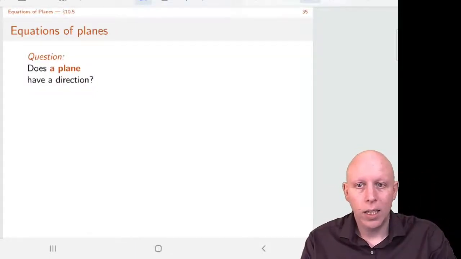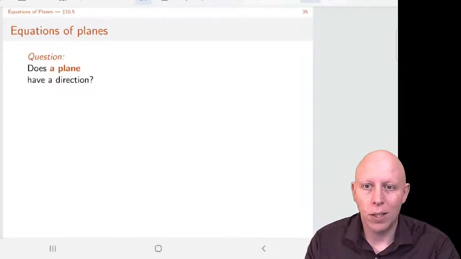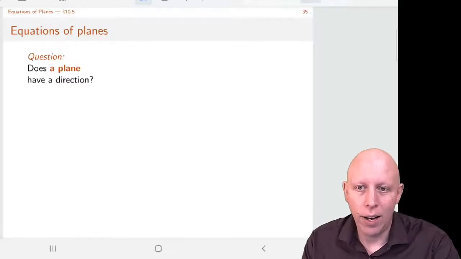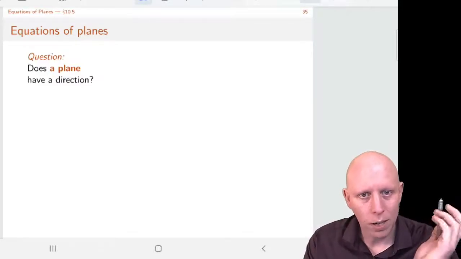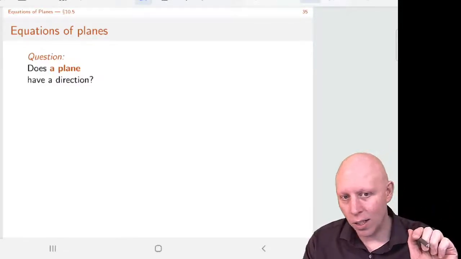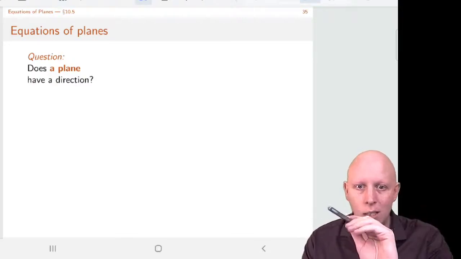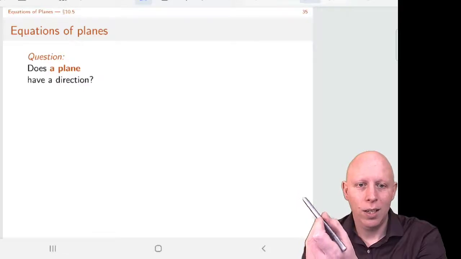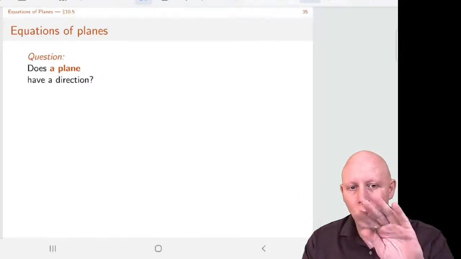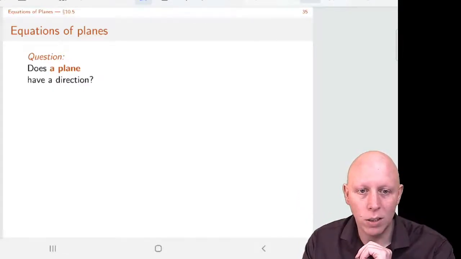Hey, welcome back. Last time we were talking about lines, and now we're going to talk about planes. We're going to come up with what the equation of a plane is, but it's not a vector function. So remember, vector functions either look like lines or curves in space. They really have only one dimension of movement. So a plane isn't going to have that same structure.